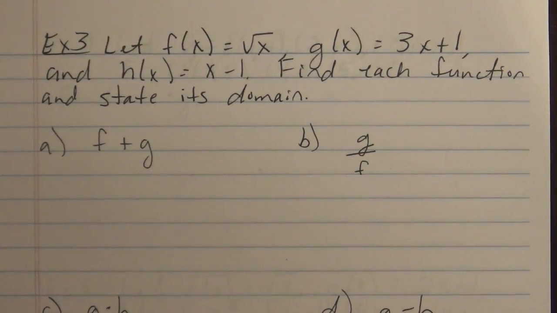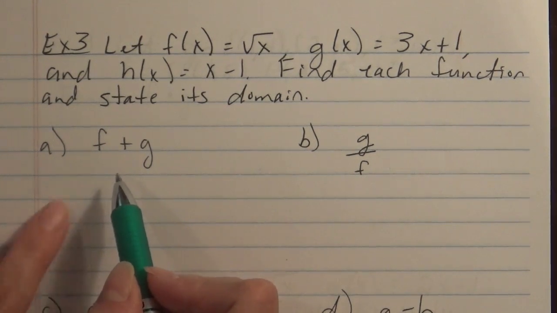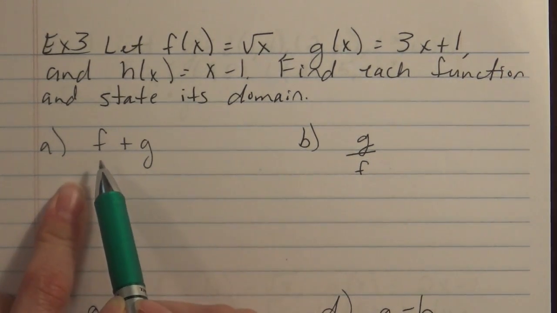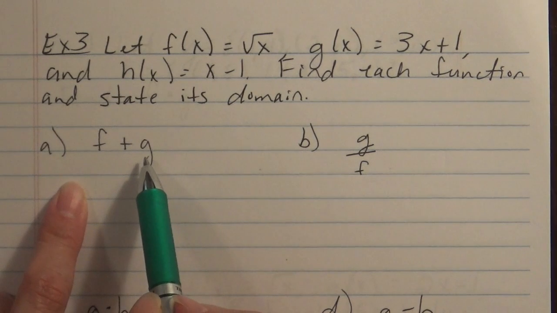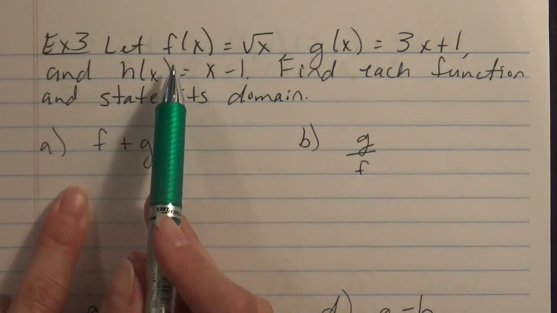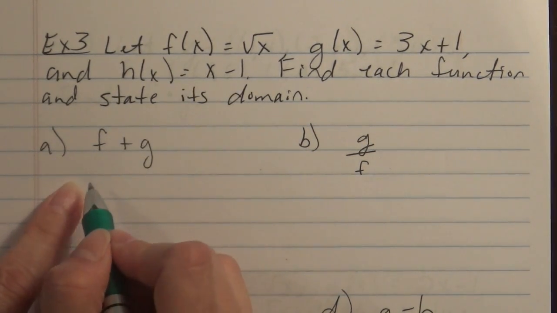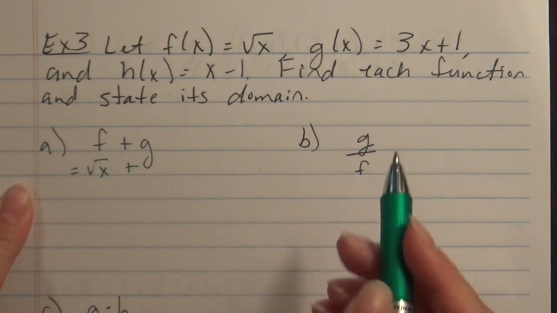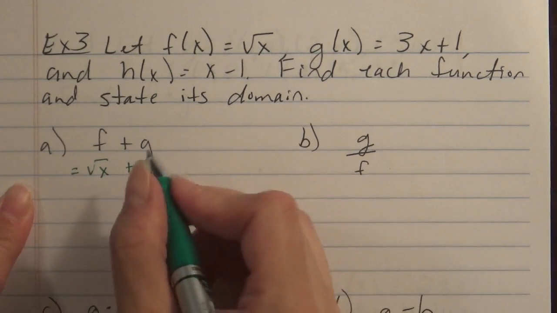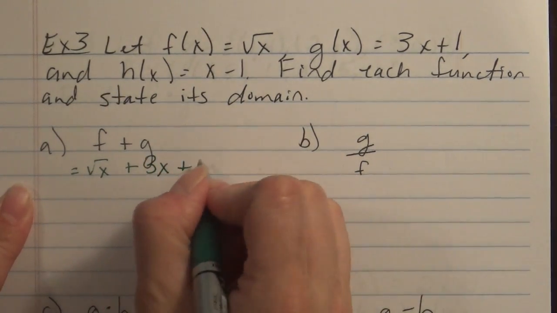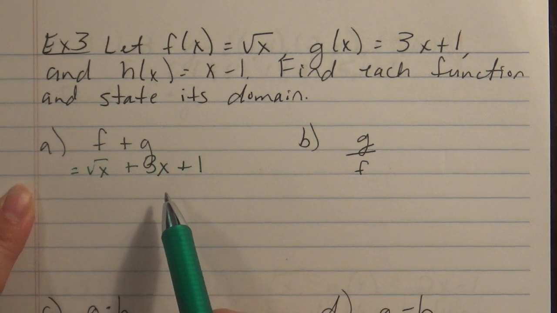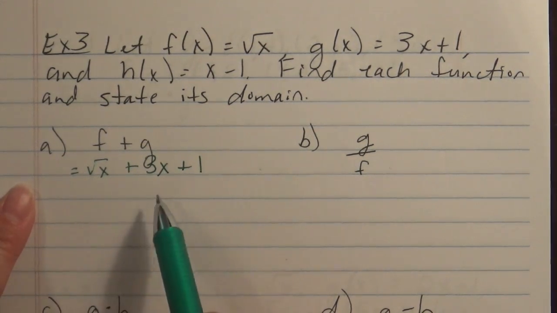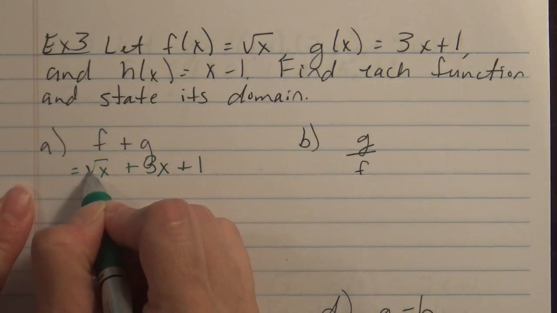So to do f plus g, we use our same definition we've been using before. We know that we want to find the f function, find the g function, add them together. We're given the f function, that's the square root of x. So this is going to give us the square root of x plus our g function, which is 3x plus 1. And there are no terms that we can combine here, so this is our answer for f plus g.